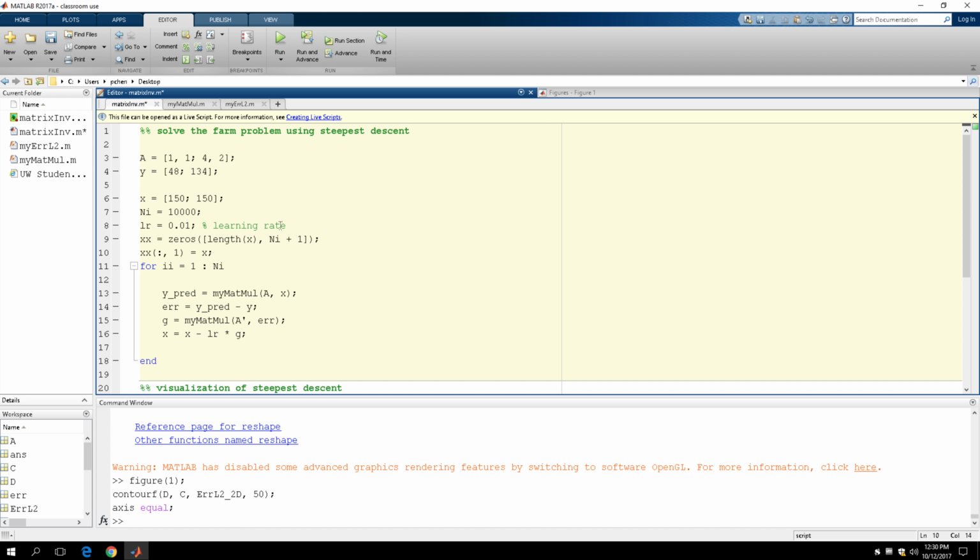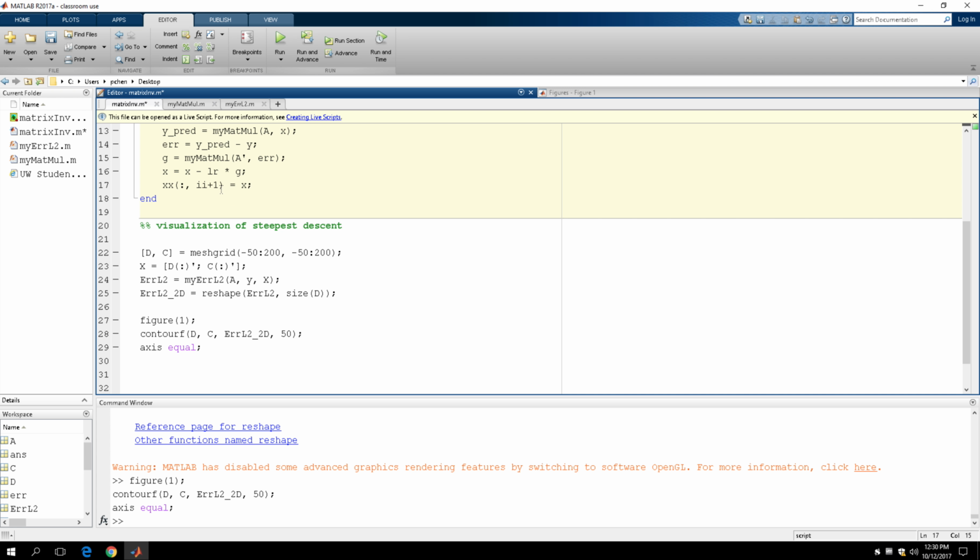That's 150, 150, right? And then after we have made any changes to x, we store the changed x value into xx. So xx of ii plus 1 is going to equal x. Why do I want to do a plus 1? Because the first column of xx has been used to store the starting value, right? So for the first iteration, you want to store the changed x into the second column of xx. So it's 1 plus 1, that's 2, right? That's why you need to add 1 to it.